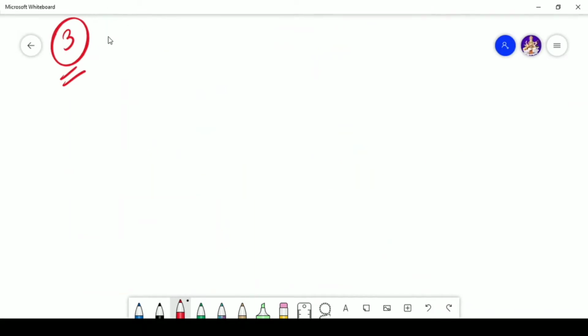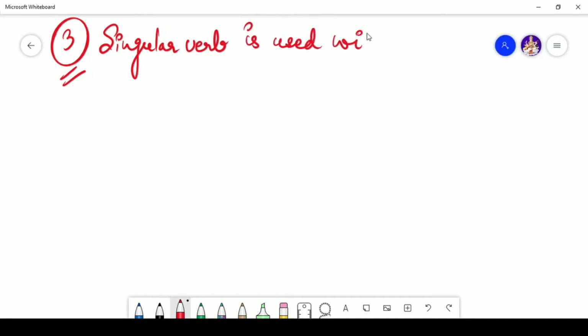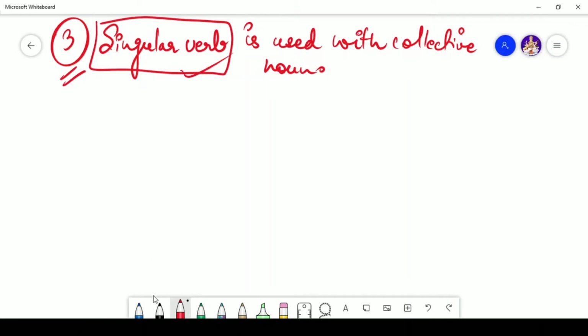The third one is that the singular verb is used with a collective noun. Now what is a singular verb? For example, is is a singular verb while are is a plural verb. So always remember that whenever you are talking about a collective noun, in that case a singular verb is going to be used.